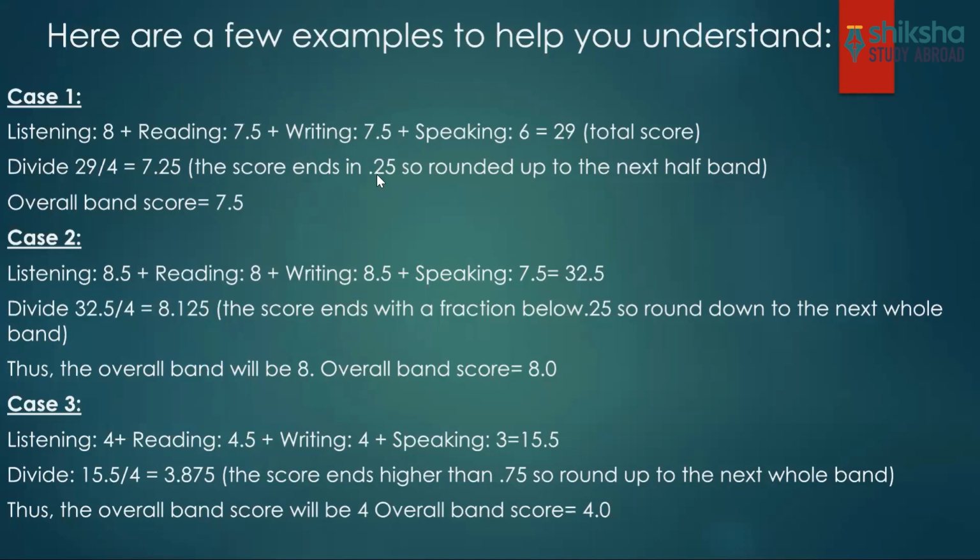Now the score ends in 0.25, so it is rounded up to the next half band. So you can see the overall band which the candidate has got is 7.5. Okay. So this is how your scores are calculated.